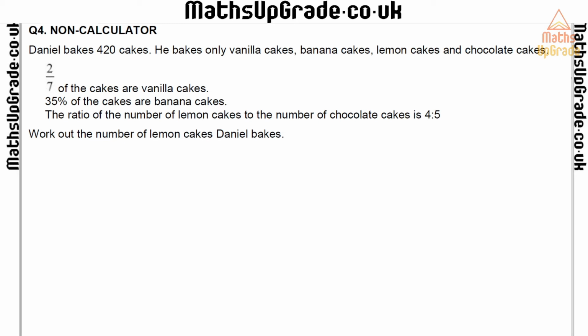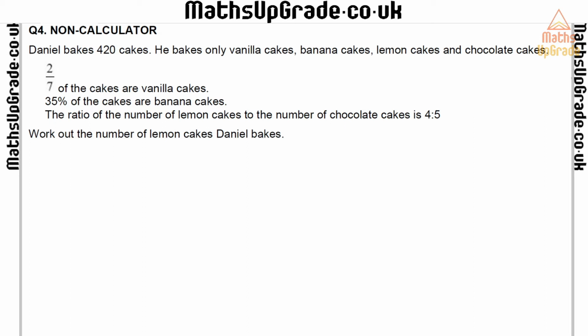Question 4. Daniel bakes 420 cakes. He bakes only vanilla, banana, lemon and chocolate cakes. 2/7 of the cakes are vanilla, 35% are banana, and the ratio of the number of lemon cakes to the number of chocolate cakes is 4 to 5. Work out the number of lemon cakes that Daniel actually bakes.